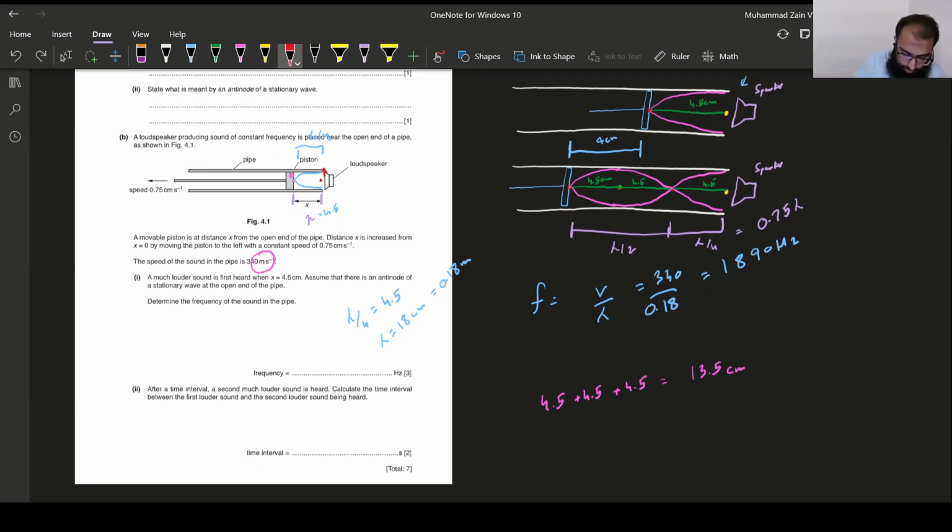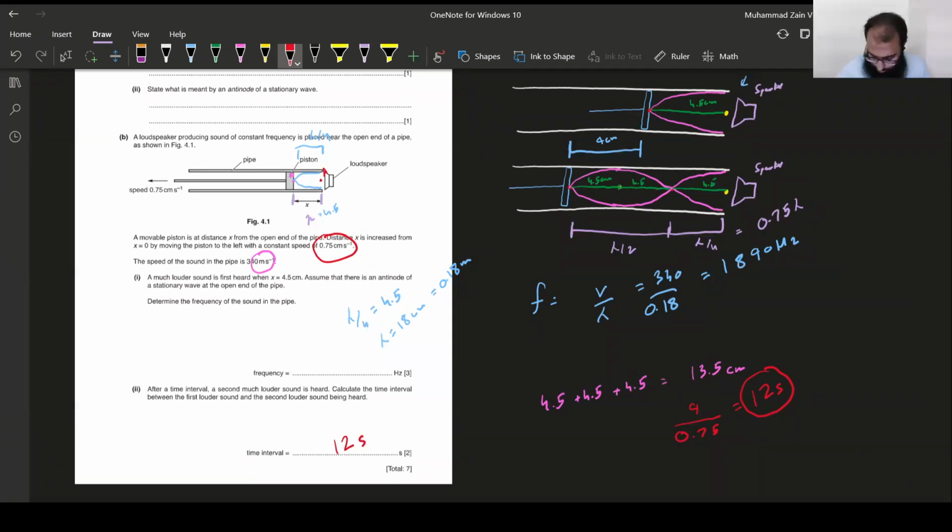And what's the speed with which it's moving? It's moving at a speed of 0.75 centimeters per second, and it moves a distance of 9 centimeters. I could just simply divide 9 by 0.75, and this will give me the time, which comes out as 12 seconds. So 12 seconds would be the time between when I heard the stationary wave of the maximum frequency and then the stationary wave of the minimum frequency. So 12 seconds would simply be my answer. So that's how you do these types of questions.